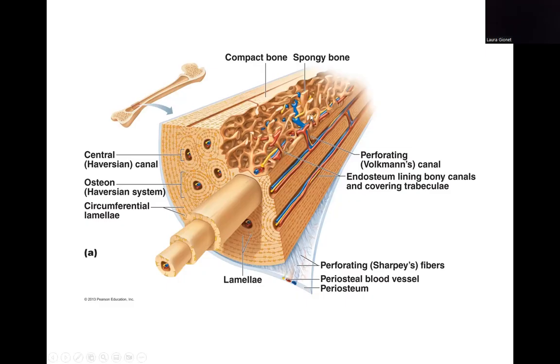Okay. Then to the medial aspect, of course, I should say the deeper aspect or medial aspect of the compact bone region will be your endosteum. All right, so it has that more darker brownish region. It has endosteum lining the bony canals and covering some trabeculae.